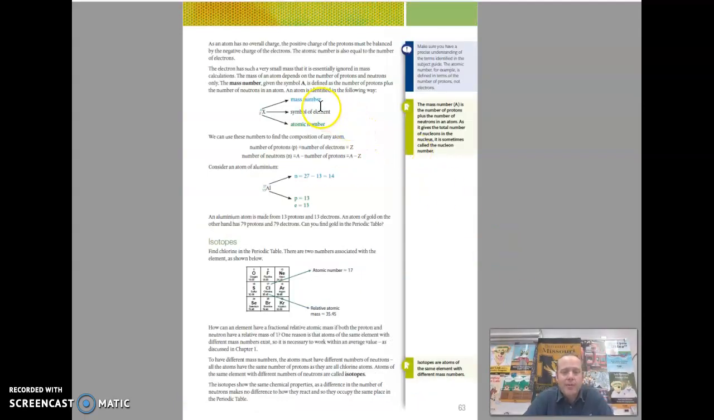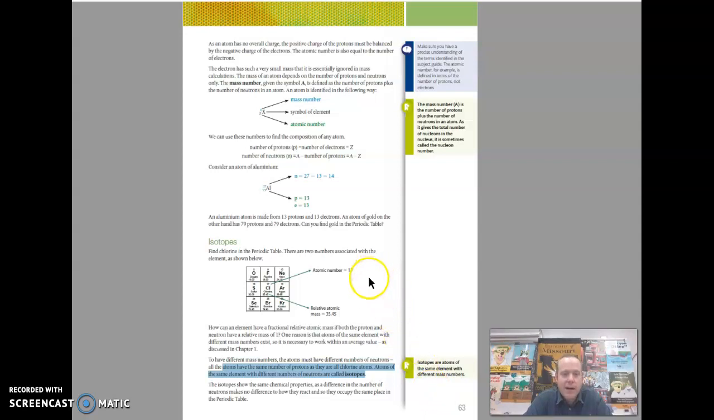The mass number is the number of protons plus the number of neutrons. An isotope would be two atoms with the same number of protons, but a different number of neutrons. That's described down here. Also, these side boxes do a great job of highlighting some definitions from time to time.